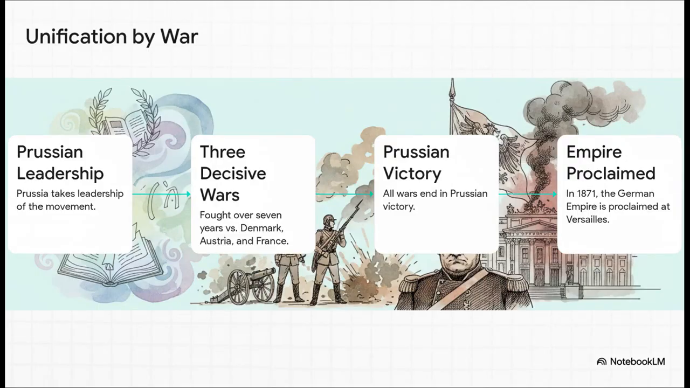So how did he do it? Not with speeches and voting. He did it, in his own famous words, with iron and blood. Under his leadership, Prussia basically weaponized nationalism. It used its powerful army to go out and unify Germany by force. They fought and won 3 short, decisive wars. And by 1871, a united German nation had been forged on the battlefield.